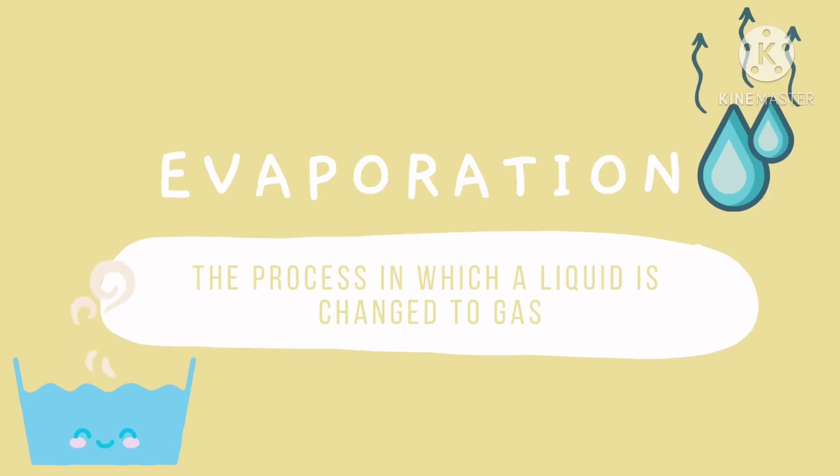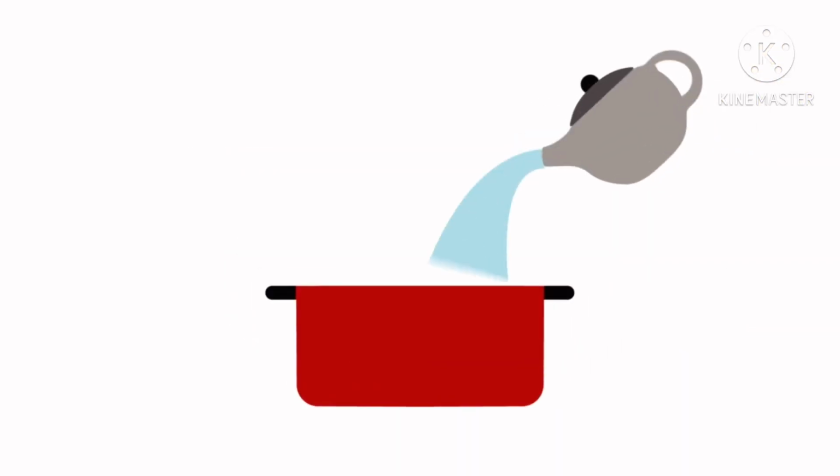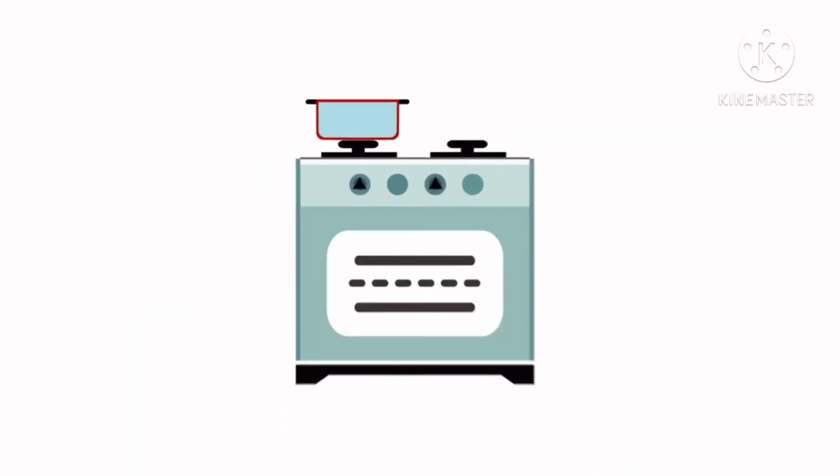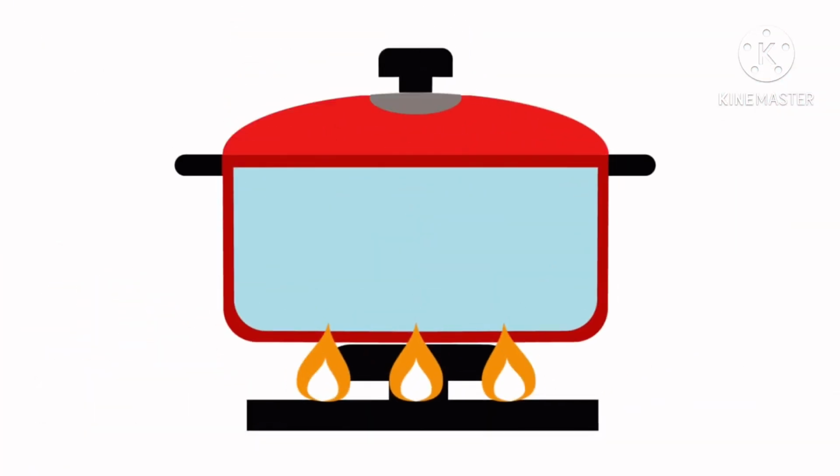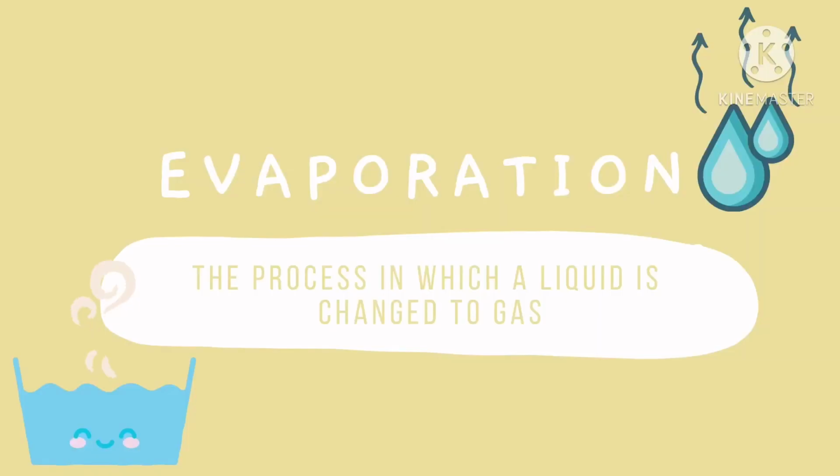Evaporation is the process in which a liquid is changed to a gas. For example, let's say you've got a pot of water on the gas stove. If you heat a liquid up, its particles will move around so fast that they can't hold on to each other. When that happens, all of the particles fly apart and become a gas, like the steam you see when you boil water. So a liquid can become a gas.